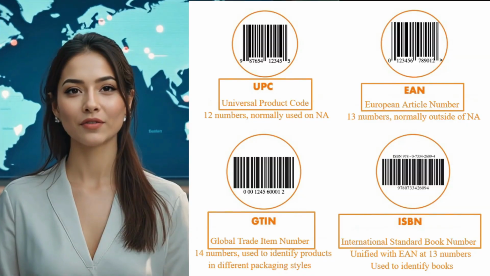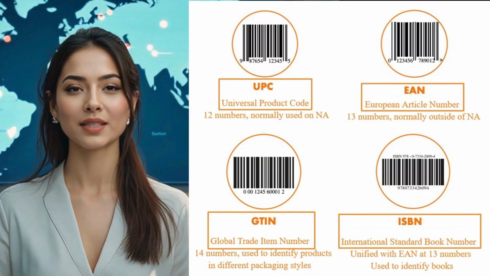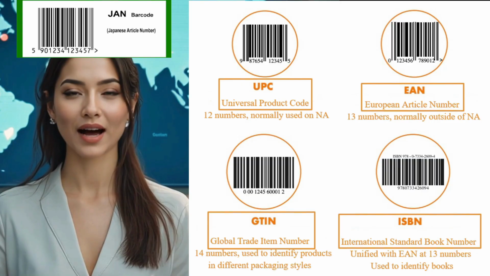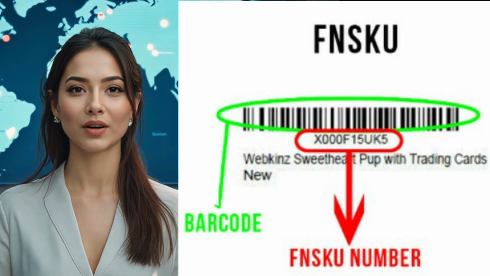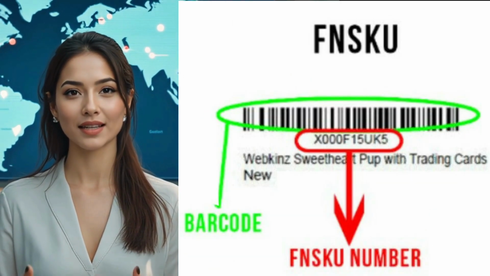For products stored and shipped through FBA, you must use one of the following options: a manufacturer barcode, such as a UPC, EAN, GTIN, or ISBN, or an Amazon barcode, also known as the FNSKU. There is also another option called the transparency barcode, which I will cover later. However, in practice, the most common choices are the manufacturer barcode and the Amazon barcode.